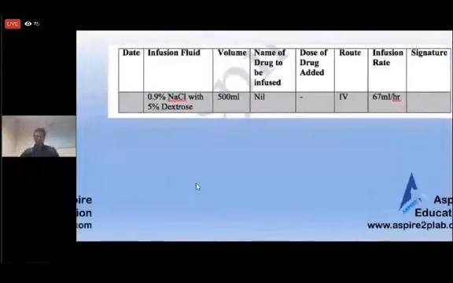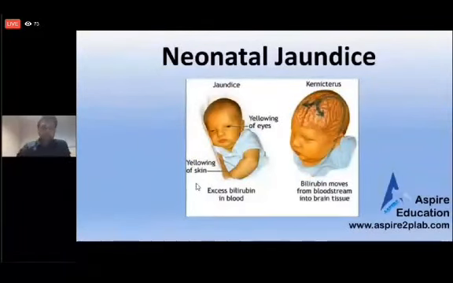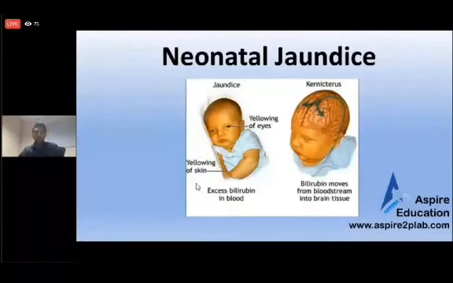Then the next one would be neonatal jaundice. So what is jaundice? As we know, it is an increase in bilirubin level in the body. This might be because of many causes. Mainly in children, jaundice from 24 hours to 15 days is usually neonatal jaundice. It is usually uncomplicated, which means nothing to worry about. So there is physiological jaundice, breast milk jaundice, and breastfeeding jaundice in neonatal jaundice. Anything before 24 hours and after 15 days you have to be worried about.